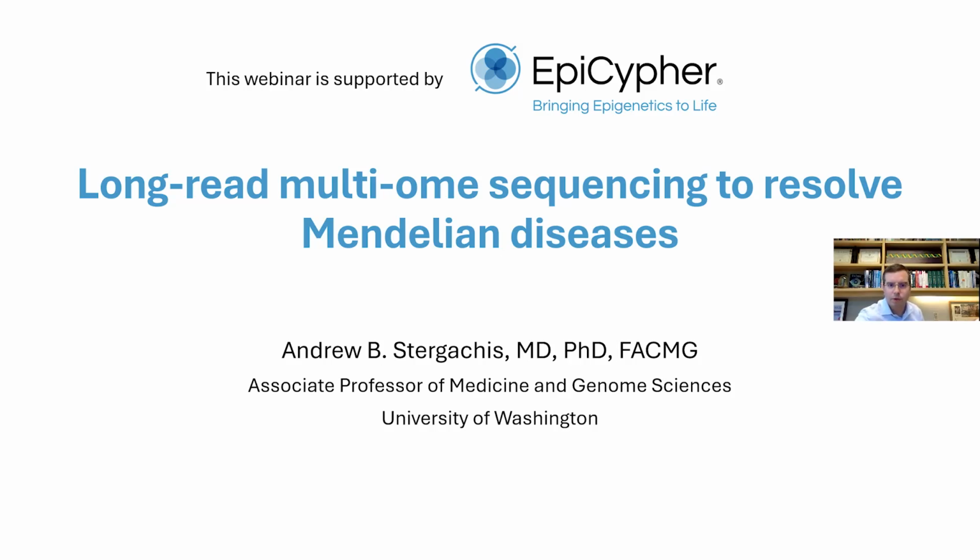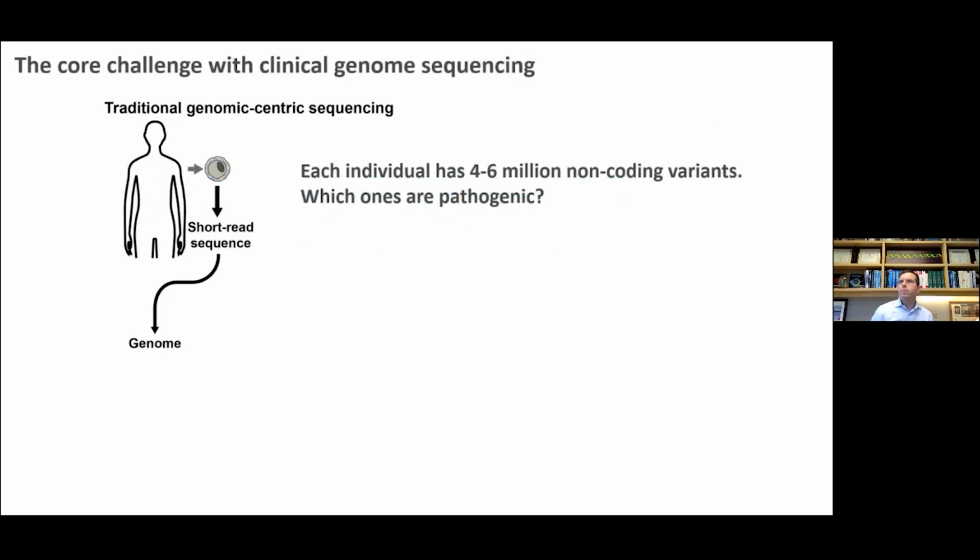Thank you very much for the opportunity to share some of the ongoing research that our lab is doing in this area. So really the core challenge that we often face in the clinical setting is that when we do genetic testing on an individual, even sequencing their entire genome, we will identify millions of different non-coding variants. And it's really challenging to parse which one of these million or so non-coding variants are actually causative of the individual's condition in front of you in the clinic.